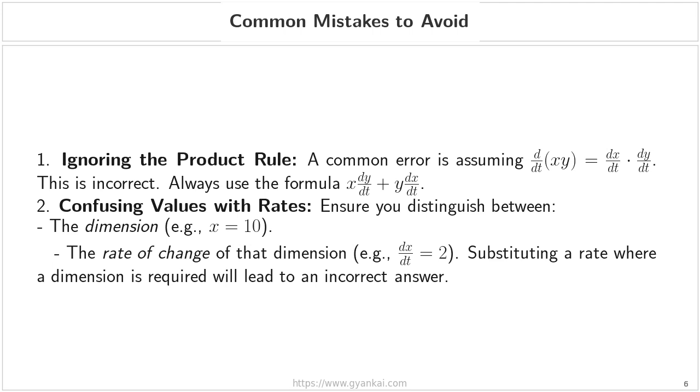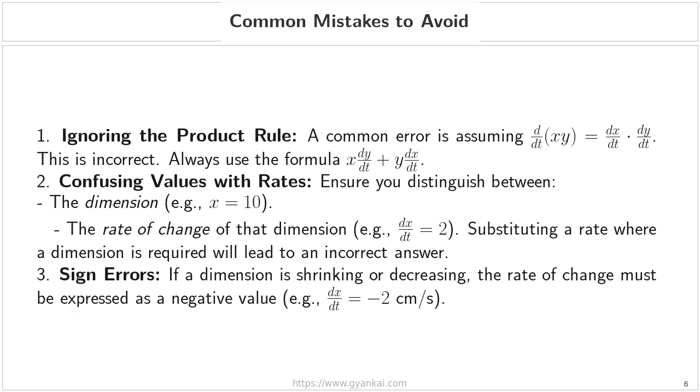Secondly, be careful not to confuse static values with rates of change. In these problems, you are dealing with two different types of information. You have the dimension, for example, x equals 10, which is a snapshot of the size at a specific moment. Then, you have the rate of change of that dimension, which is the derivative of x with respect to t equals 2. If you accidentally substitute a rate where a dimension is required, or vice versa, your final answer will be incorrect. Always double-check whether the value you are plugging in is a measurement or a speed of change.